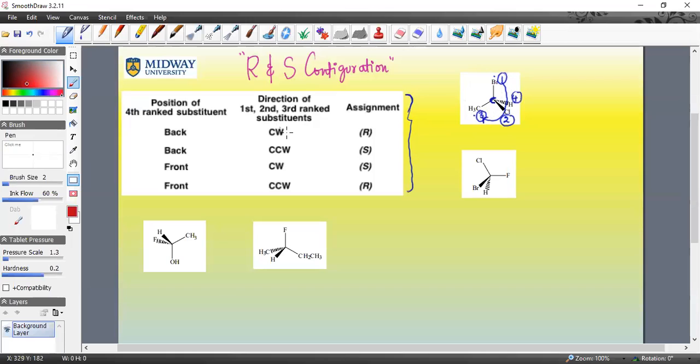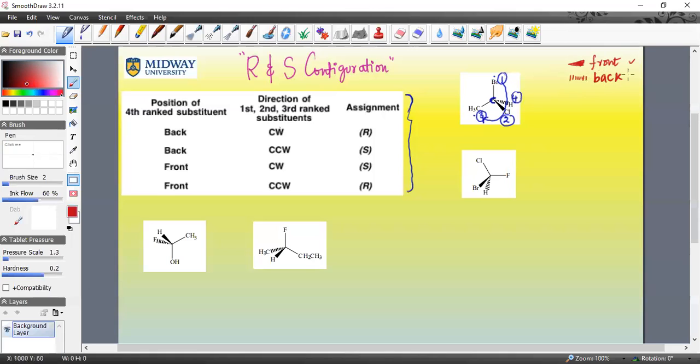Now, the position of the 4th substituent. As I said, this is coming towards you. Let's for now assume that to be front, facing you. Coming towards you is facing you. And this is back, going away from you, not facing you. It's going away from you.